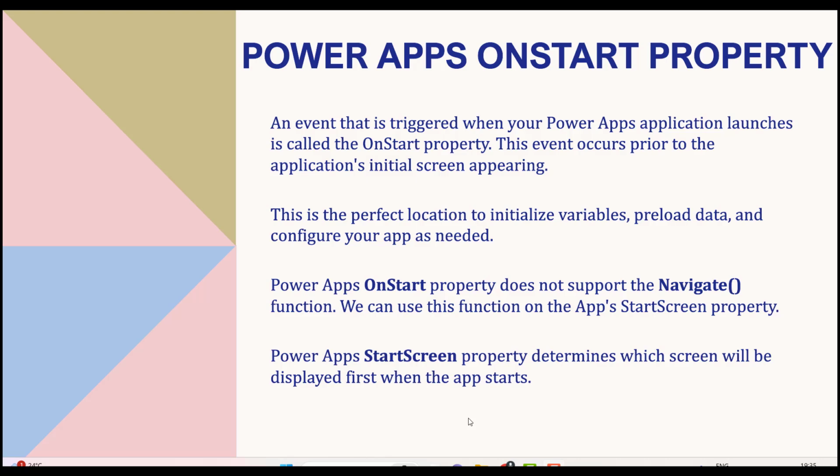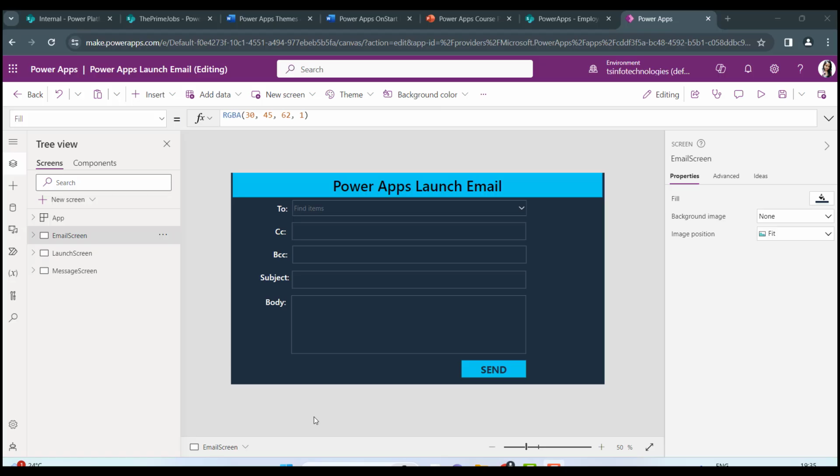Let me show you one example so that you can understand easily. Here is a Power Apps application where I want to show you how you can use the OnStart property as well as the StartScreen property. This is my lunch email application, where you can see the background color of this application is aqua, an aqua theme. Now I would like to change this background color using the Power Apps OnStart property.